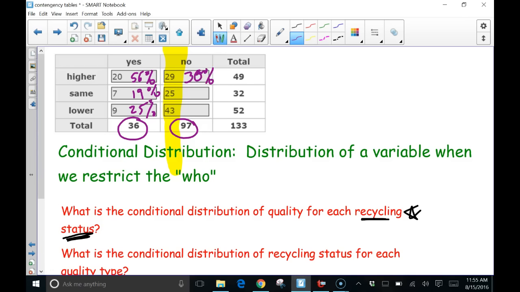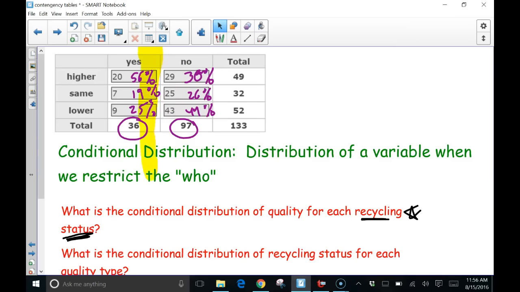25 out of the 97 turns out to be 26%, and 43 out of the 97 turns out to be 44%. So I want you to notice the condition that I just did isolated the columns. And if we go look at each of these, we can see that they add up, each of these conditional distributions, to 100%.